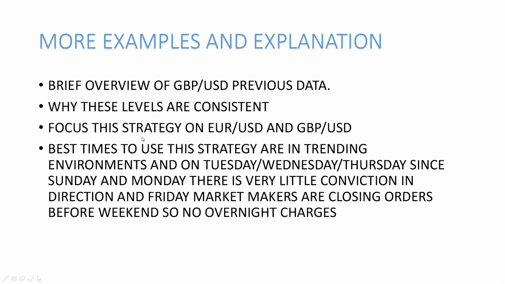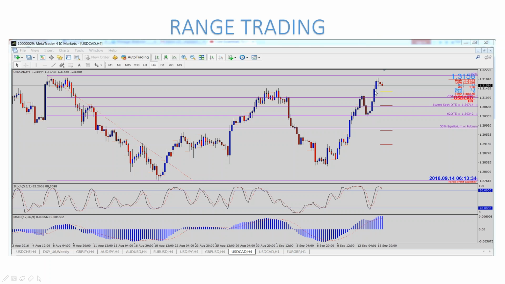So what you want to do is focus on the strategy on Euro USD and the Great Britain pound. As I've said, you're going to see the most amount of conviction in those 2 pairs and consistency. The best times to use this strategy are in trending environments, obviously, and on Tuesday, Wednesday, Thursday. Since Sunday and Monday there is very little conviction in the direction, and Friday the market makers are closing their orders before the weekend, so obviously they don't want the overnight charges that they're going to receive on massive orders.